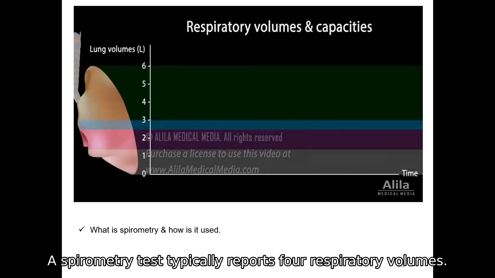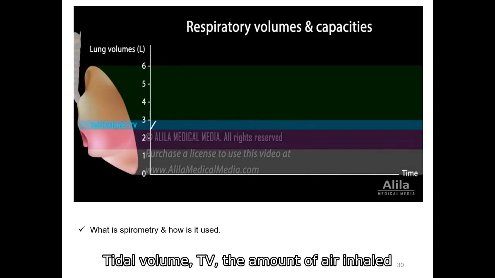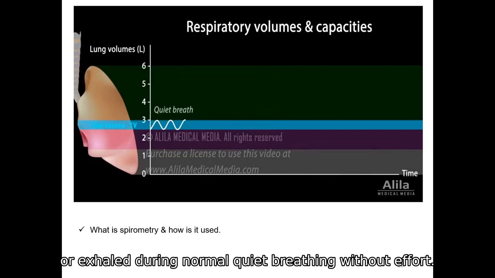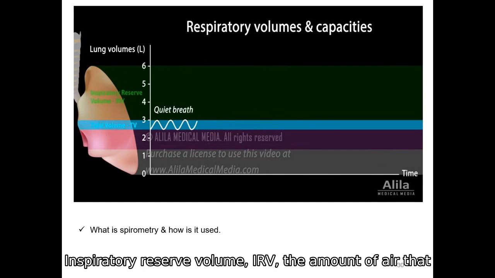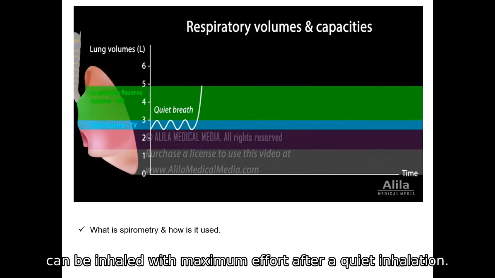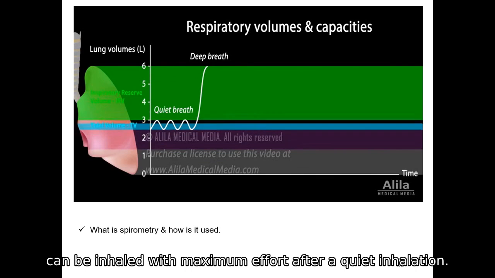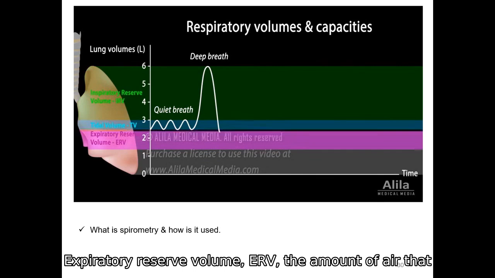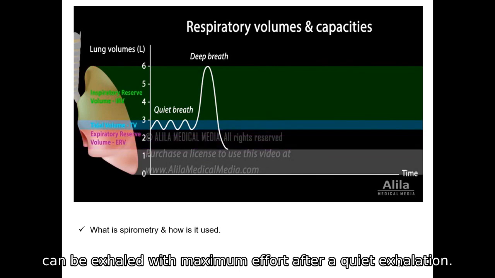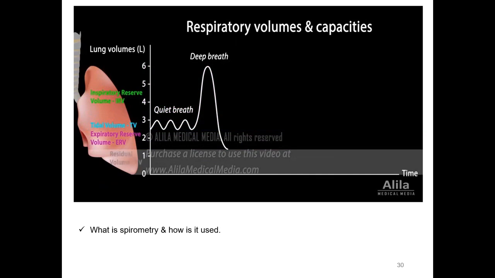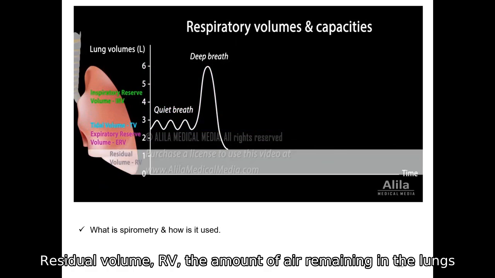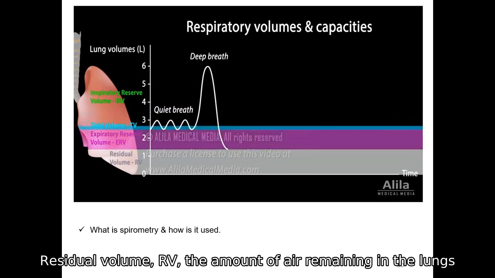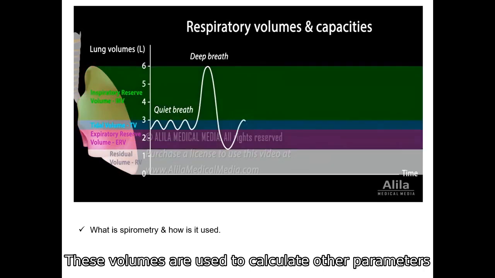A spirometry test typically reports 4 respiratory volumes: tidal volume, TV, the amount of air inhaled or exhaled during normal, quiet breathing without effort; inspiratory reserve volume, IRV, the amount of air that can be inhaled with maximum effort after a quiet inhalation; expiratory reserve volume, ERV, the amount of air that can be exhaled with maximum effort after a quiet exhalation; residual volume, RV, the amount of air remaining in the lungs after a maximum exhalation.